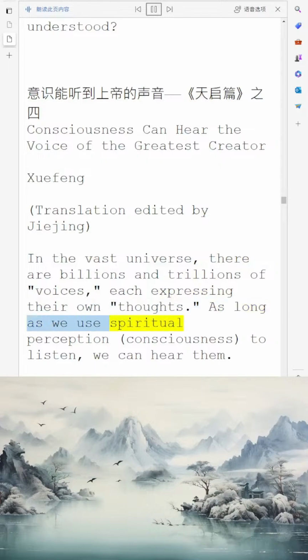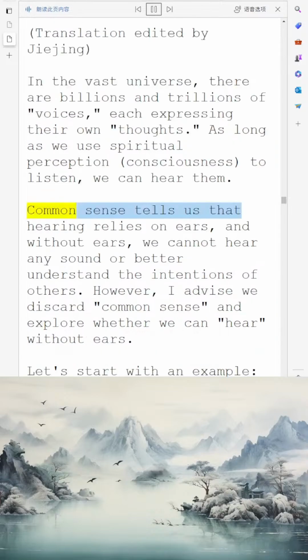As long as we use spiritual perception, consciousness, to listen, we can hear them. Common sense tells us that hearing relies on ears, and without ears, we cannot hear any sound or better understand the intentions of others. However, I advise we discard common sense and explore whether we can hear without ears. Let's start with an example.